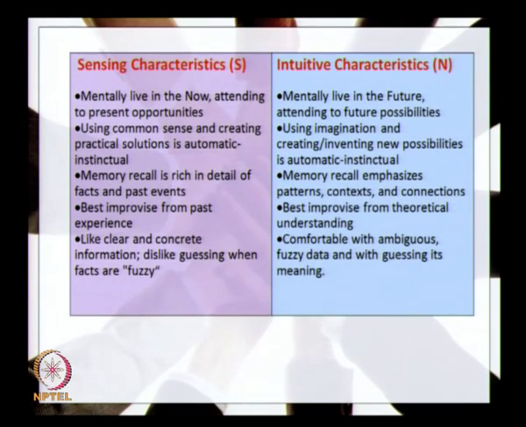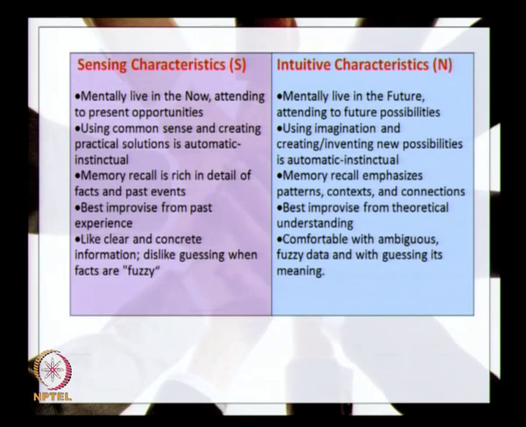Memory recall emphasizes patterns, context and connections. So compared to this, the details of facts are what sensing people recall, but intuitive people look for the patterns in the past. Because they look to the future, they look for the pattern in the past and then try to apply that to the future. And they best improvise from theoretical understanding. The base theory is understood, and they improvise on these theories.